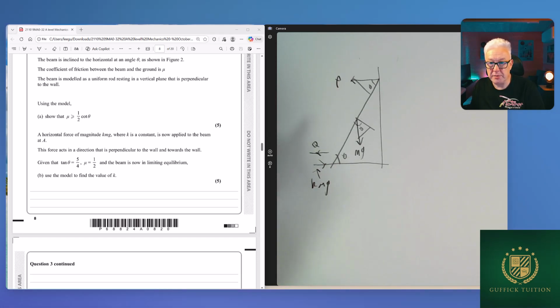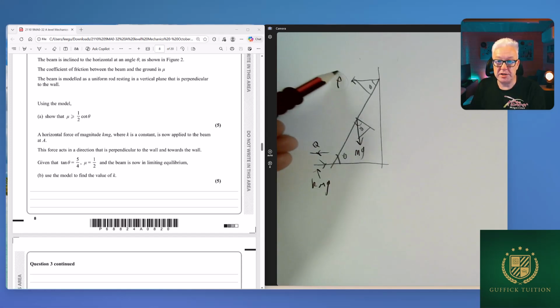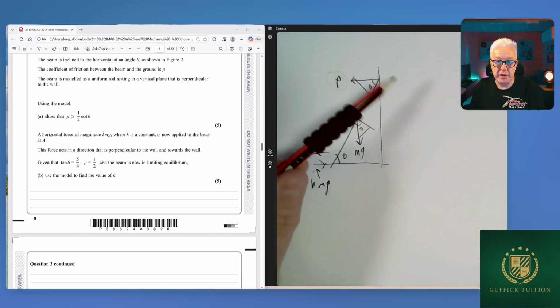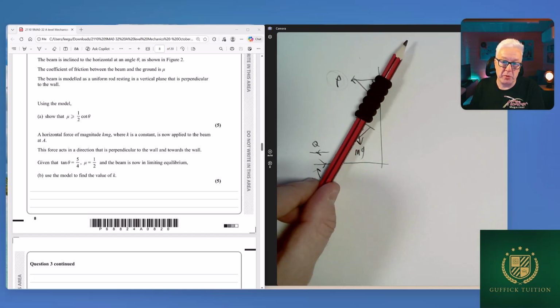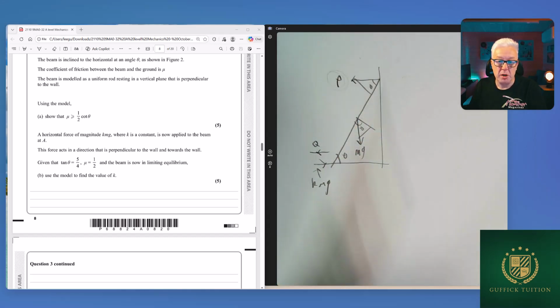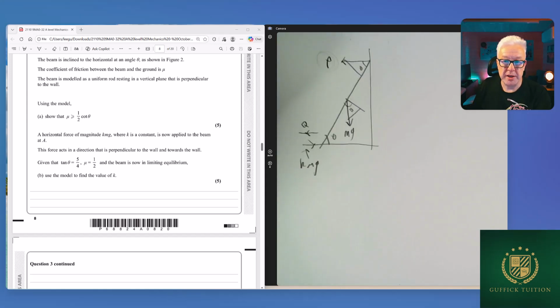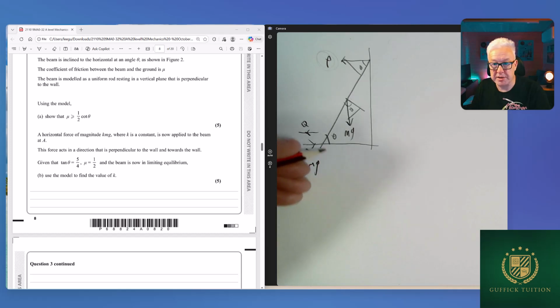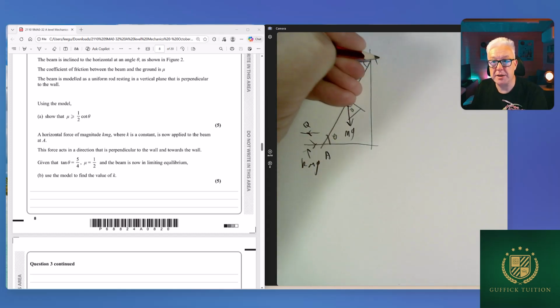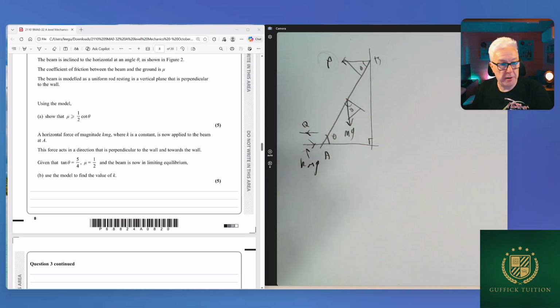So two important things to note there. The normal reaction up here has now changed. It's going to be different because of the way we've got this horizontal force. And because we're in limiting equilibrium, the ladder is on the point of being pushed up the wall, which means that the direction of the frictional force has now changed. So that is our new sketch reflecting those things that have changed. There's our A and there's our B, and that's perpendicular.